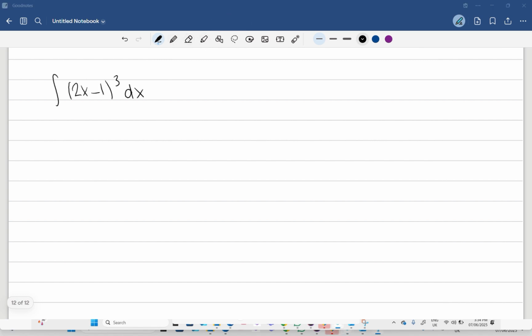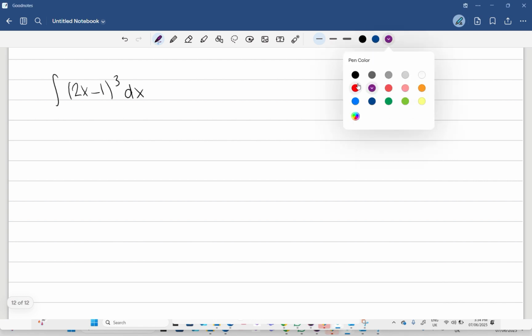Okay, so I'm given the integral of (2x minus 1) all cubed. Now, if I need to find the integral of this, I cannot find the integral of each one and then do the cubed value, so it's going to take a lot of time. So the point of integration by substitution is that I get an original function that I know how to solve. Now, what's my first step?